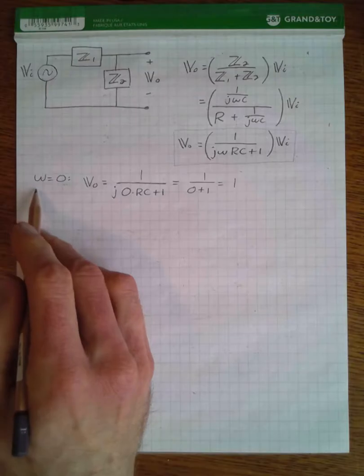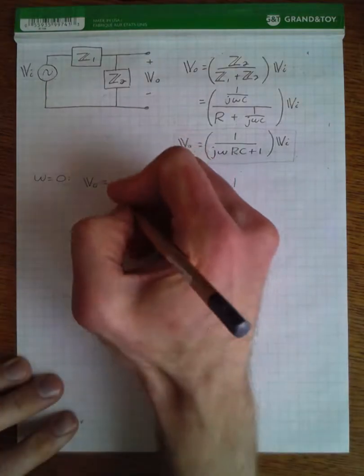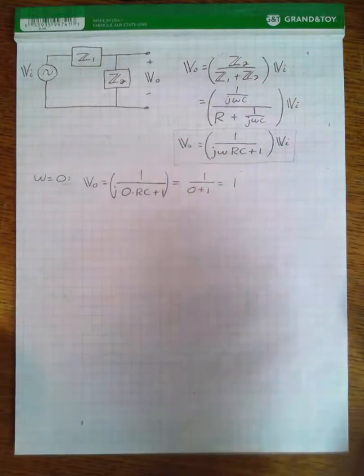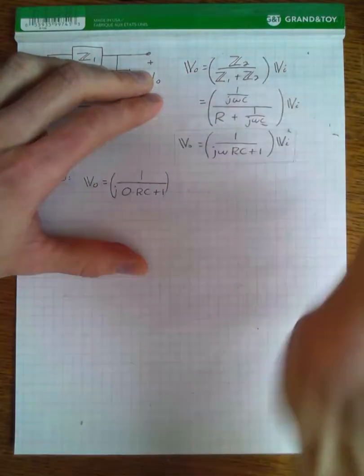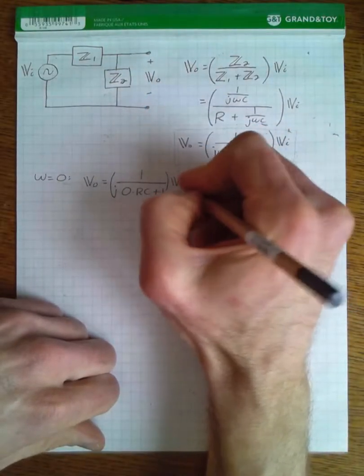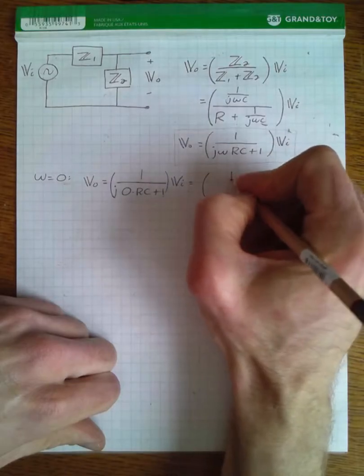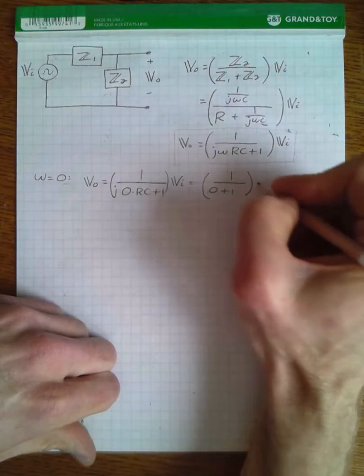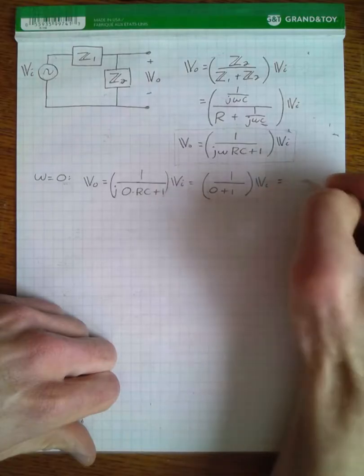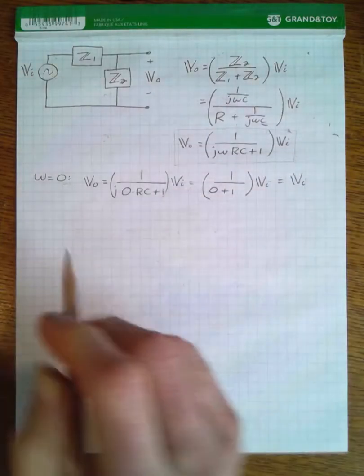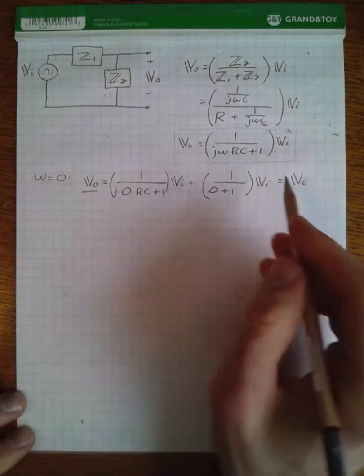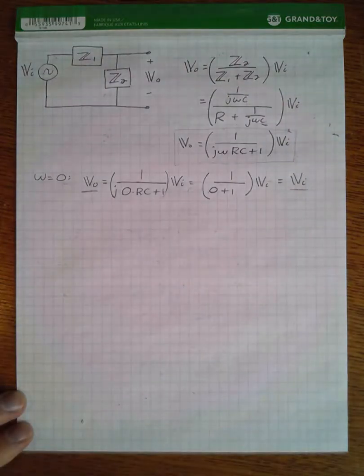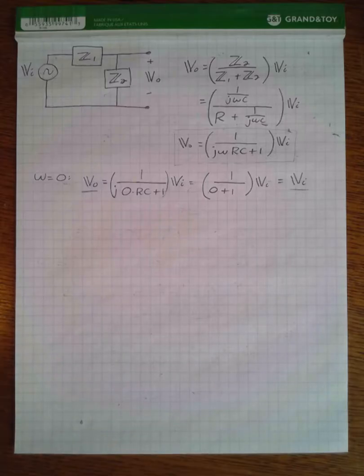So for omega equal to 0 and for very low frequencies, this is times V in. So this is equal to 1 over 0 plus 1 times V in, or in other words, it's just equal to V in. So basically for omega equal to 0 and for very low frequencies, our output voltage is just equal to our input voltage. So our circuit basically allows low frequency signals to pass through more or less unchanged.